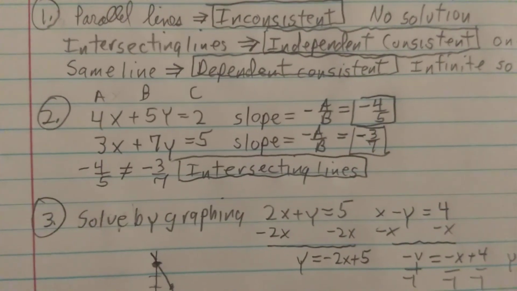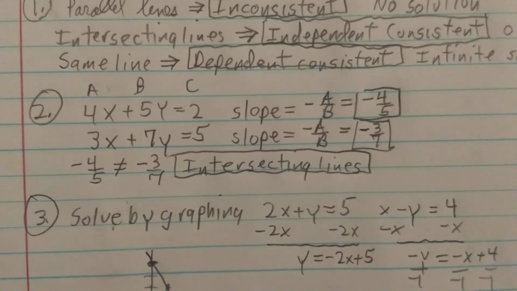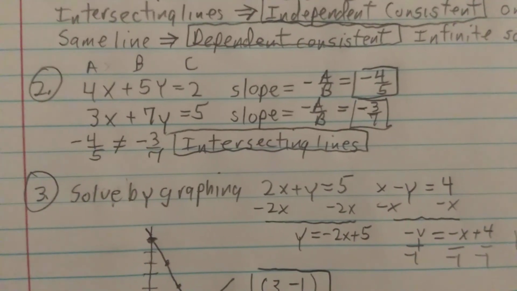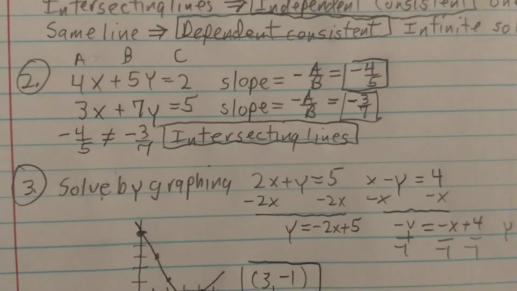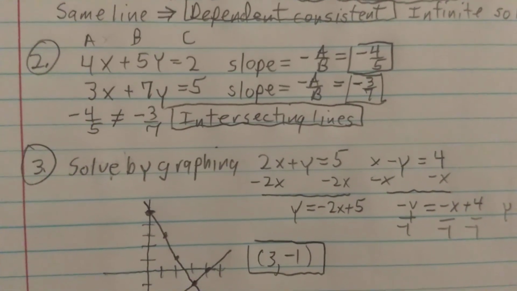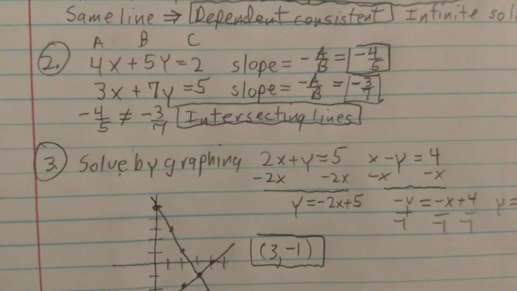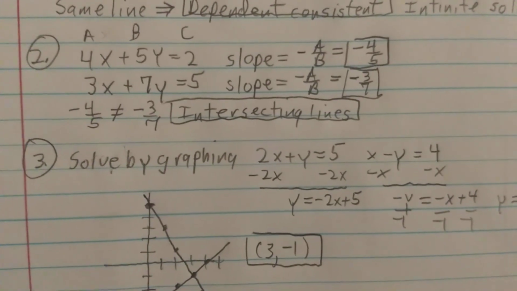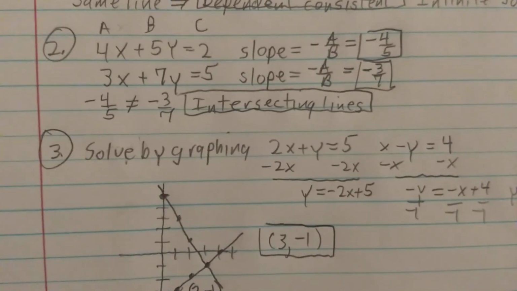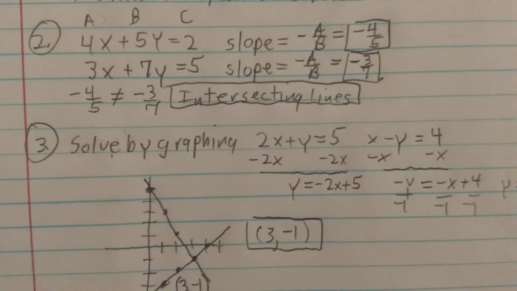Now for lines in the form ax plus by equals c, the slope is negative a over b. So for 4x plus 5y equals 2, the slope is negative 4 over 5. And for 3x plus 7y equals 5, the slope is negative 3 over 7. Those are different slopes, so they must be intersecting lines with one solution.